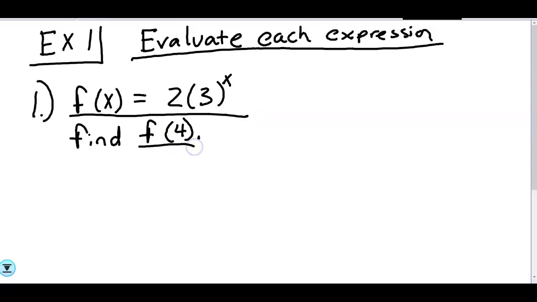What this means is we're going to plug 4 in for x to see what it equals. So we're going to take this expression here, f of x equals 2 times 3 to the x, and wherever the x is, we're going to put a 4 in its place. So it's going to look like that, right? 81. You got it. Nice. You know what you're doing.